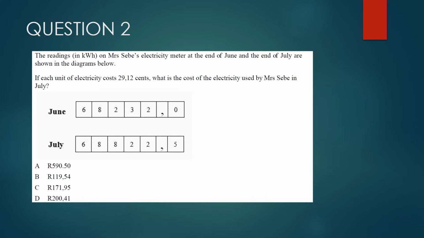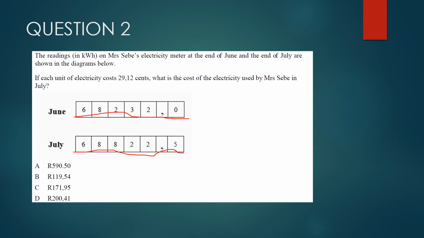On question 2 here, we have electricity units or electricity meters for a certain individual, and we are supposed to calculate the cost for the month of July. If you can agree with me, this electricity unit here for July also includes the electricity units for June.